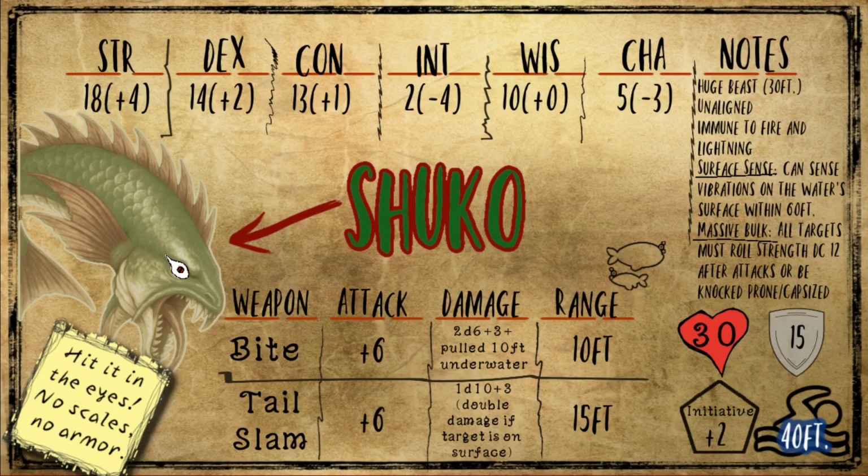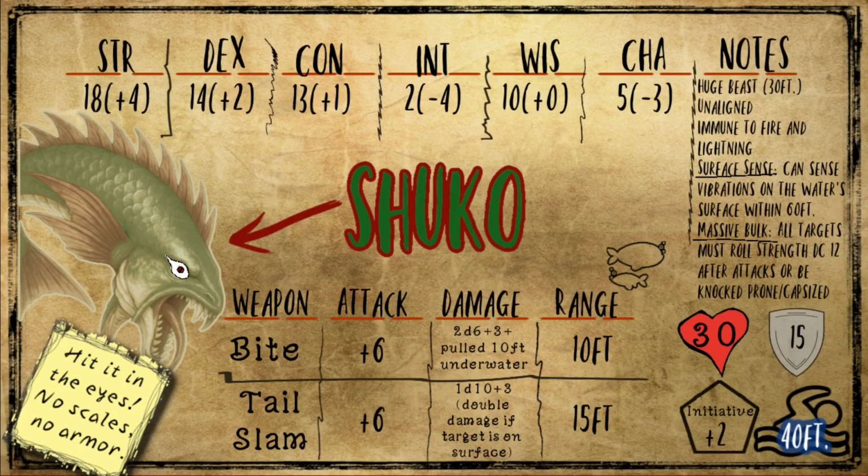Now, this creature has two simple attacks on the surface, but it goes a bit deeper than that, no pun intended. The first attack is a bite, giving a +6 to attack and 2d6 +3 in damage. However, it's not just a simple bite. Whenever this creature bites you, it also pulls you 10 feet underwater. This creature also has the ability called Tail Slam. Tail Slam gets a +6 to attacks and 1d10 +3 in damage. However, it will do double the damage if the creature or object is on the surface of the water.